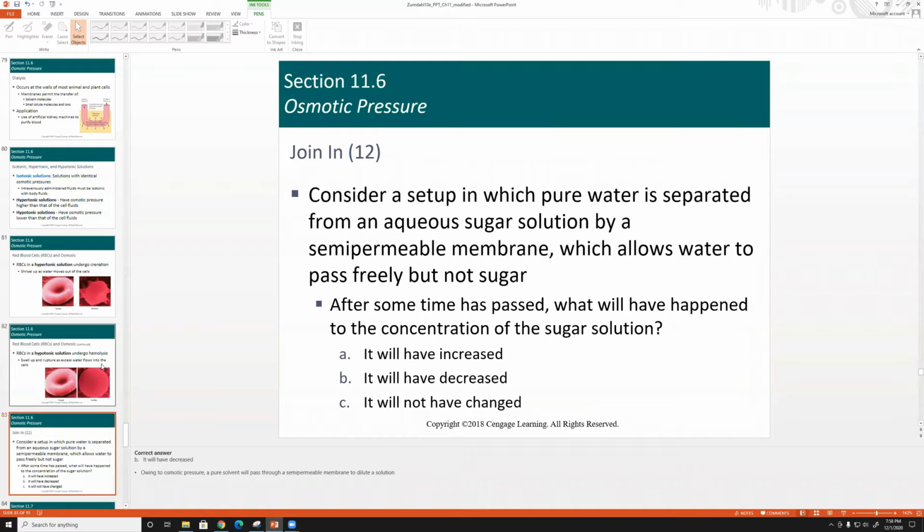All right. So consider the setup in which pure water is separated from an aqueous sugar solution by a semipermeable membrane, which allows the water to pass freely, but not the sugar. I'm not asking a question, I said it in the form of a question. After some time passes, what will have happened to the concentration of the sugar?